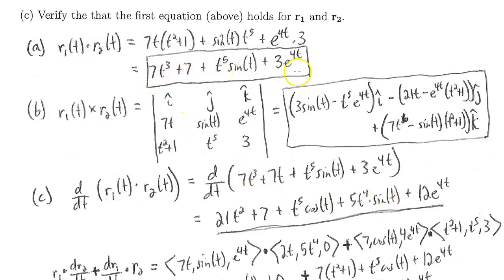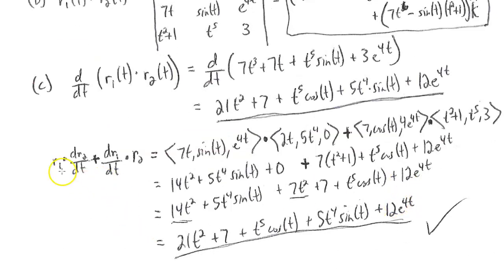The derivative of this whole thing, what do we get? Well, the derivative of 7t cubed is 21t squared. The derivative of 7t is 7. The derivative of t to the 5th times sine t, you're going to have to use the product rule to get this: t to the 5th times cosine t plus sine t times 5t to the 4th. And then the derivative of 3 e to the 4t is going to be 3 e to the 4t times 4, which would be 12 e to the 4t. The point is that we did r1 dot r2 and we took the derivative.